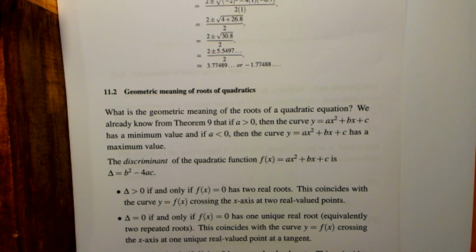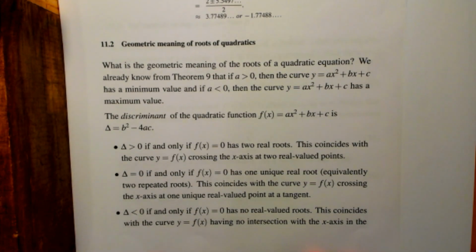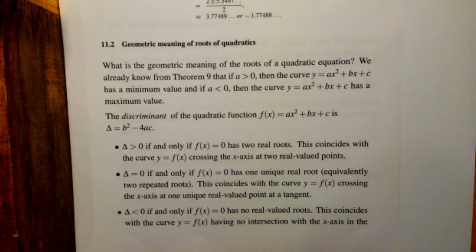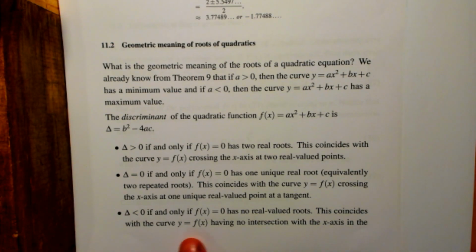Okay, the next case, if delta is 0, then we have one unique real root, or equivalently two repeated real roots. But conversely, if f of x equals 0 has one real root, then we have a zero discriminant. So we say if and only if. And the last case is if delta is negative, then we have no real roots. They're both, in fact, non-real complex numbers. So that coincides with the curve having no intersections with the x-axis. You wouldn't be able to see those intersections because they're not real.